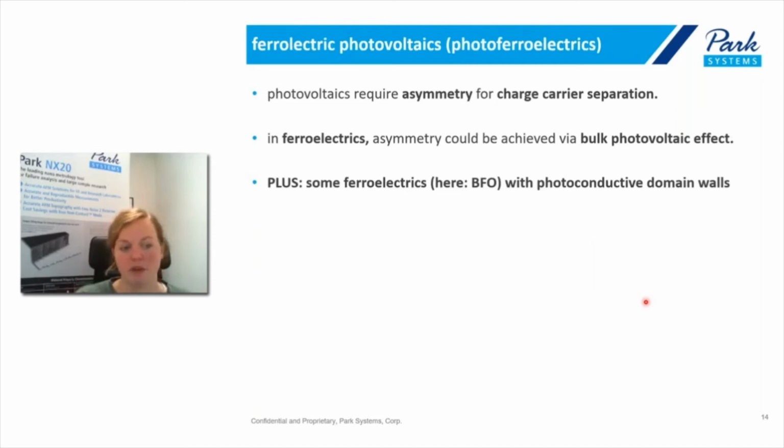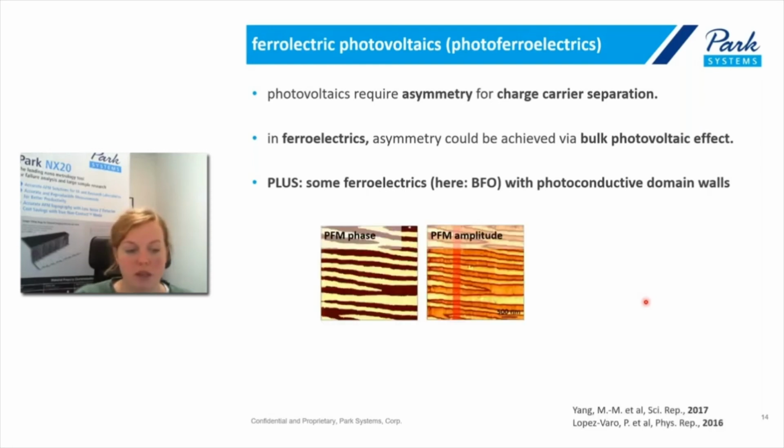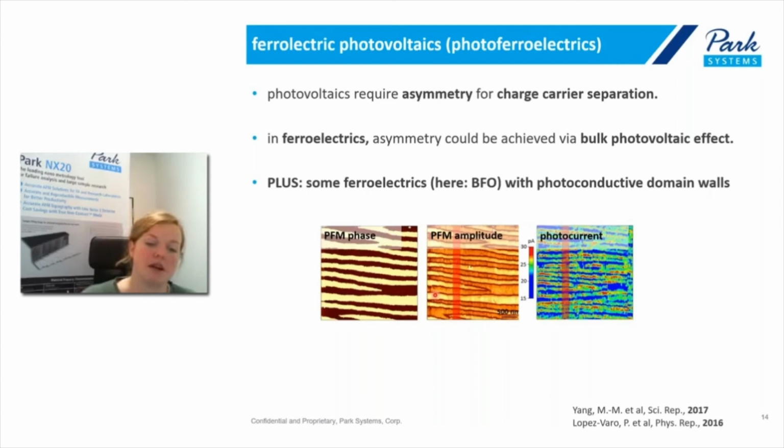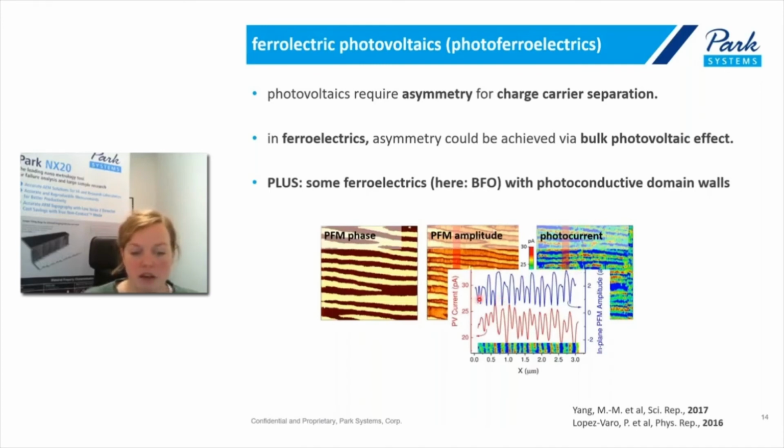Plus, what has been observed is that some ferroelectrics, for example BFO, have photoconductive domain walls. So what these researchers did is they did a PFM scan on a BFO sample, and then they shined some light onto the sample and measured the photocurrent with CAFM. And they found that this photocurrent image corresponds very nicely to the PFM scans. And that is particularly obvious if we take a line profile across the photocurrent and the PFM amplitude at the same position. So we have the photocurrent in red and the amplitude in blue. And we find that wherever there is a domain wall, we also get a maximum in the photocurrent.